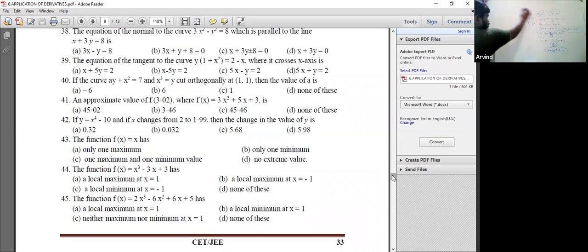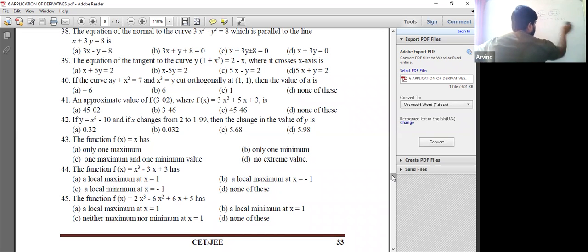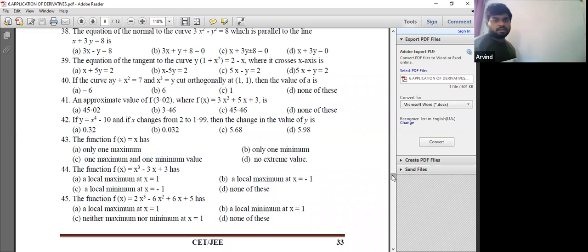Find the slope of the first curve at (1, 1). Find the slope of the next curve at (1, 1). If you multiply both, you should get −1, because they cut each other orthogonally. So ay + x² = 7, and x³ = y. So find the slope of both at (1, 1).